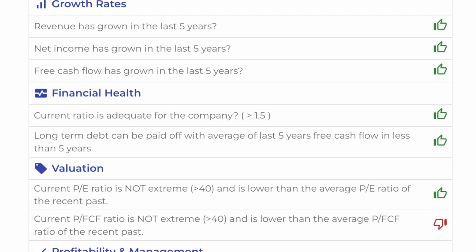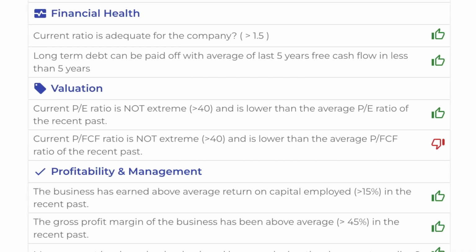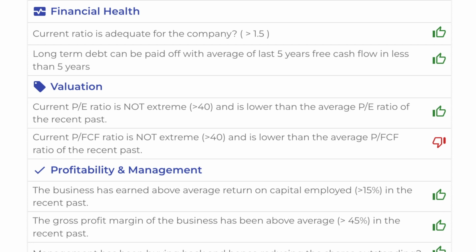Now LVI checks the current valuation of the stock. It does this in 2 ways. The first check is that the current P/E ratio is not extreme, that is, it is not greater than 40 and is lower than the average price to earnings ratio of the recent past. And the second check is that the current price to free cash flow ratio is not extreme, that is, it is not greater than 40 and is lower than the average price to free cash flow ratio of the recent past.